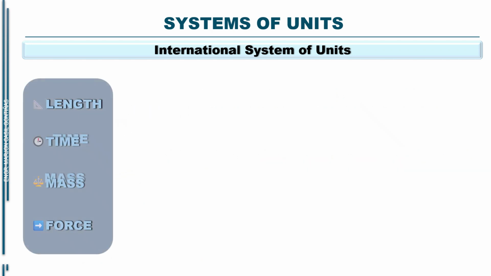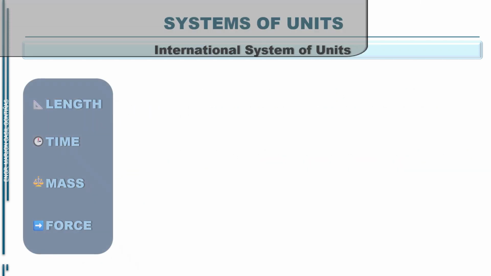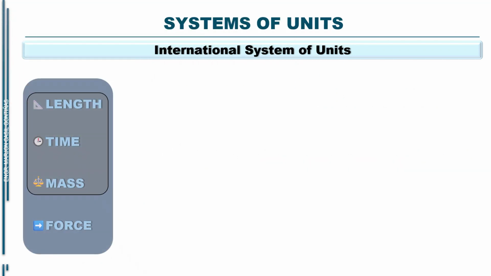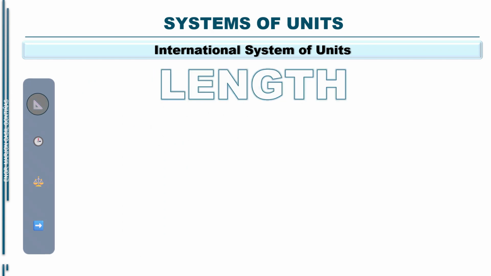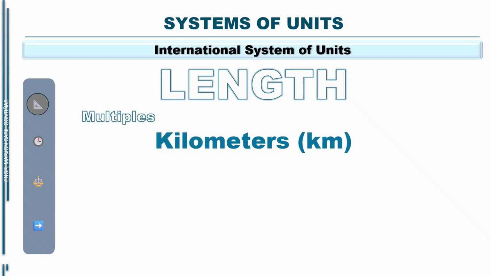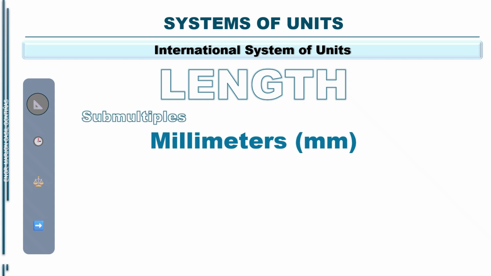Let's take a closer look at the three basic units that make up the foundation of the SI system. First, length. Length is simply the measure of distance, how far apart two points are. It could be the width of a table, the height of a building, or the distance between two cities. In engineering and science, we usually express length in meters, but we also use multiples like kilometers for long distances, or submultiples like millimeters for tiny measurements.